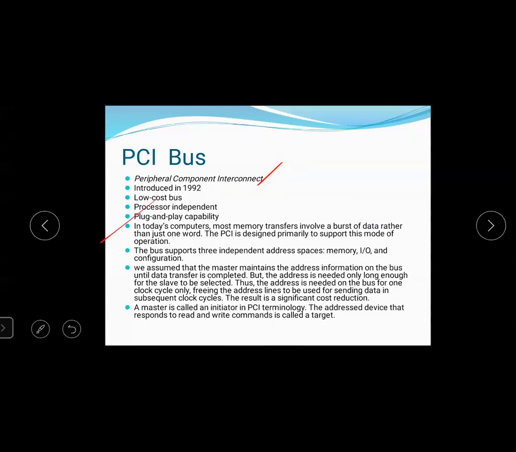In today's computers, most memory transfers involve burst transfer. Burst transfer is nothing but transmitting a larger number of memory words at a time, and that type of support is also available in the PCI bus. PCI is designed primarily to support this mode of operation, and burst transfer can also be done through the PCI bus.